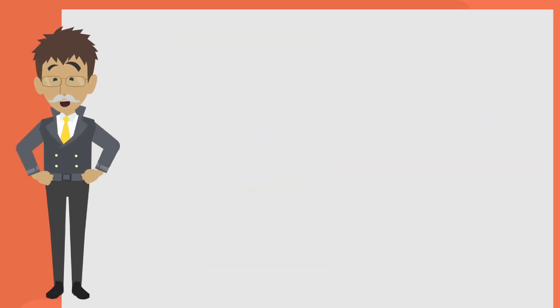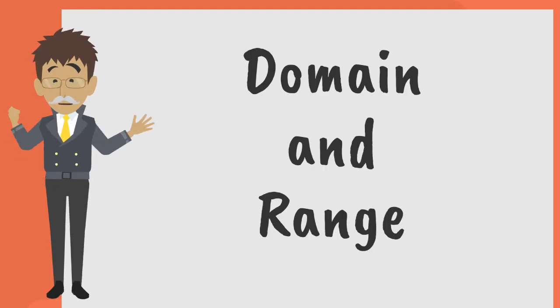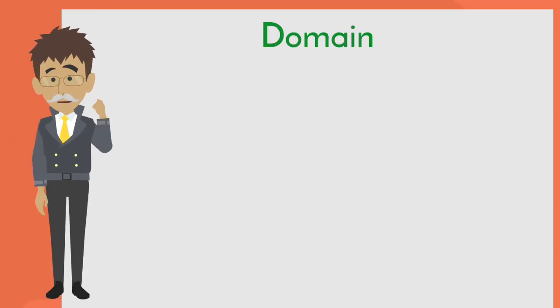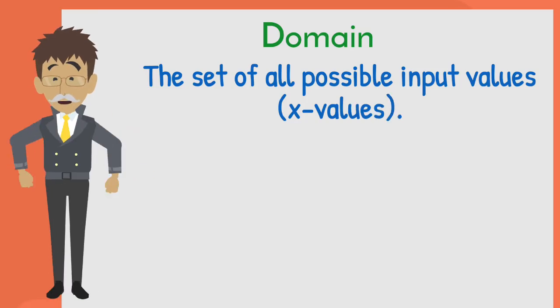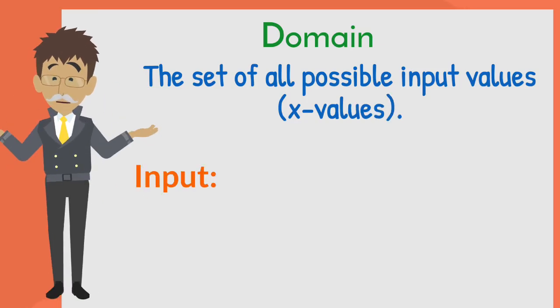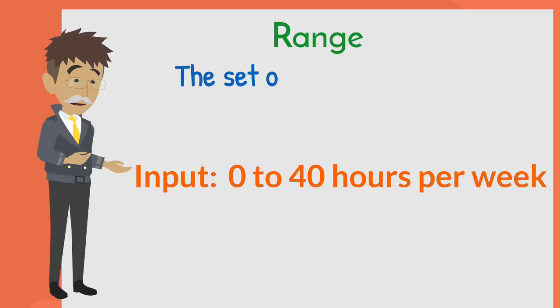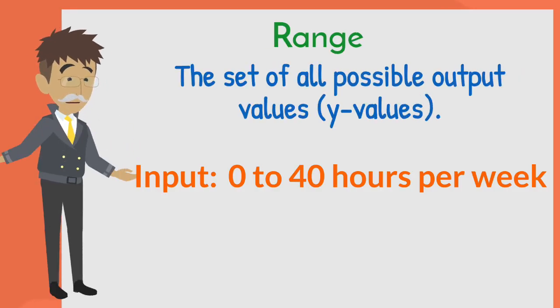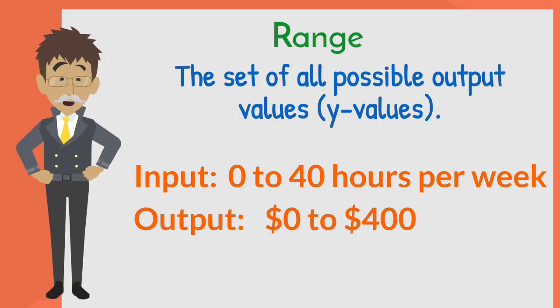Every function has limits on its inputs and outputs, called the domain and range. Domain. The set of all possible input values. For example, the number of hours you can work in a week, 0 to 40. Range. The set of all possible output values. For example, the money you can earn in a week if you earn $10 per hour, 0 to 400.